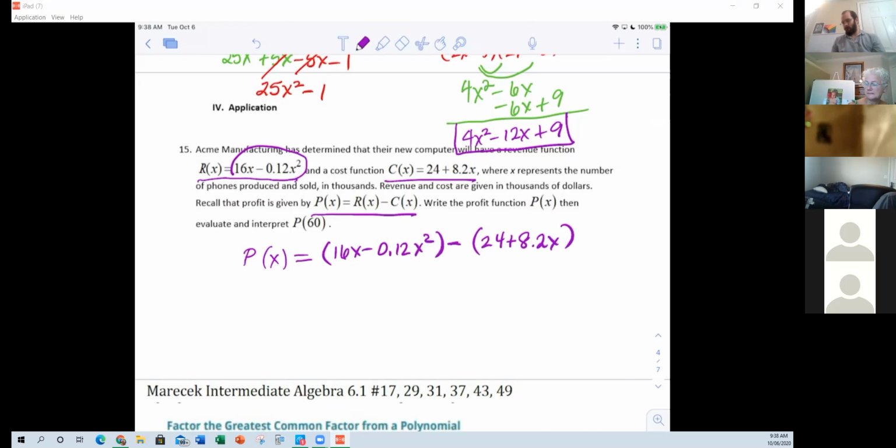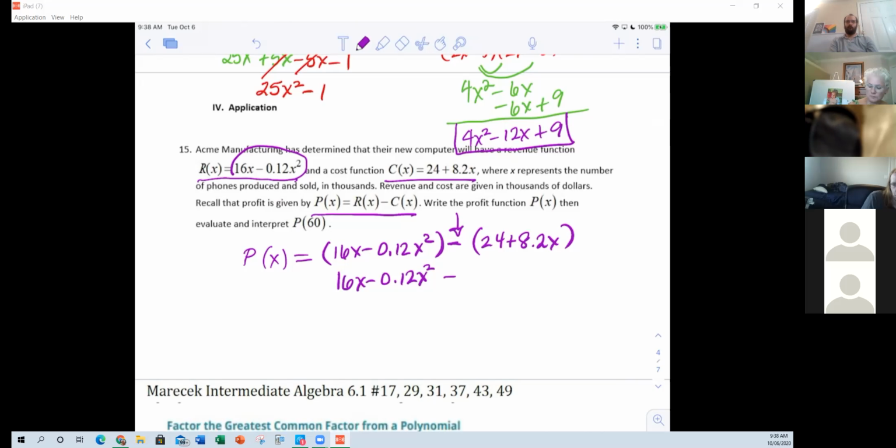We have to multiply. Okay, so that is something that a lot of people would want to do, but what does that sign tell us to do? Oh, to multiply by negative 1. By -1, right? Just that second polynomial. So the first polynomial, I'm just going to write 16x minus 0.12x squared. It doesn't change. But what about the second polynomial? What's it going to become? It's going to become negative.